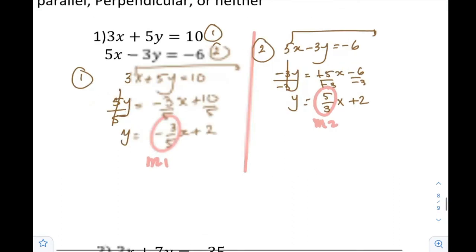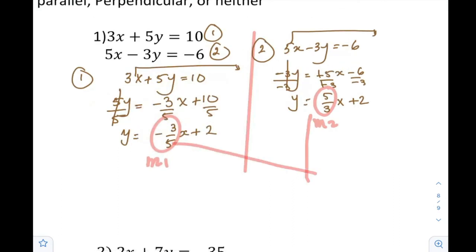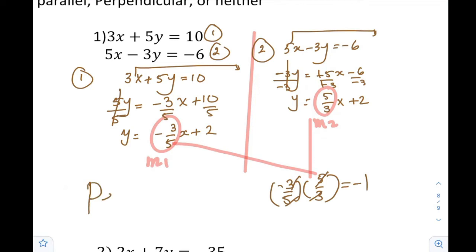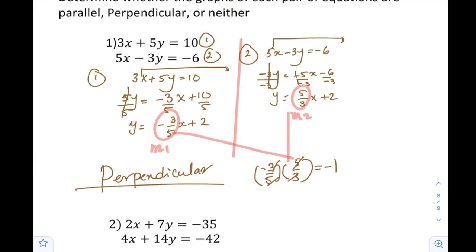Compare them now. As you see here, if you want to check, first it's very clear that one of them is the negative reciprocal of the other, or you can check by multiplying both slopes. You will end up with minus 1. So surely they are perpendicular to each other. They are intersecting at a right angle.